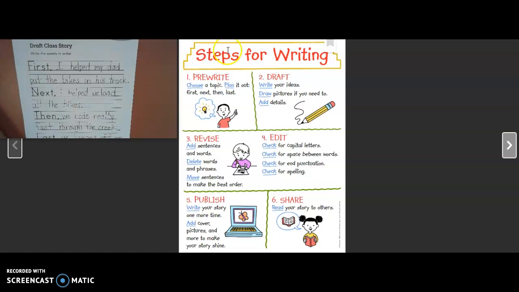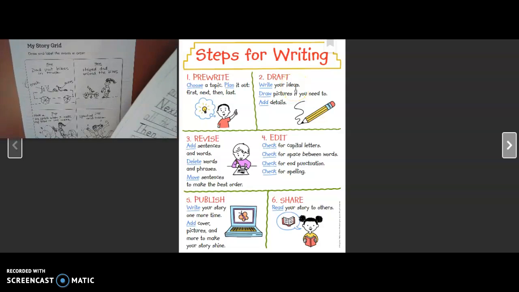So I want to show you this chart right here. This is our steps for writing anchor chart. We did the pre-write, we chose our topic, we planned it out. We made a draft. That's what you see right here. We wrote our ideas out. We have our pictures.